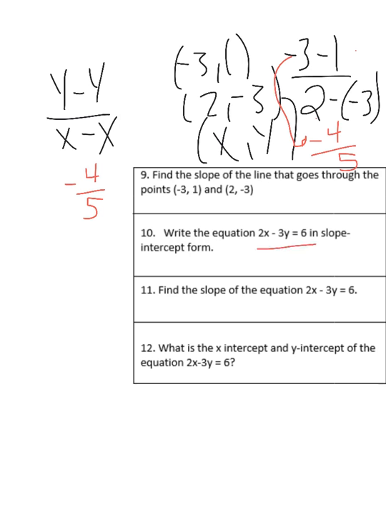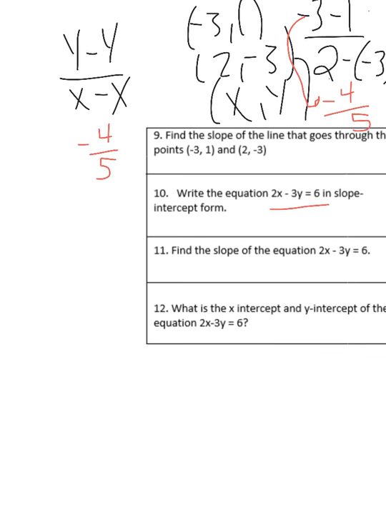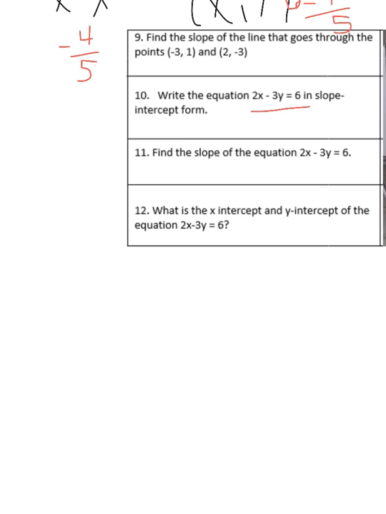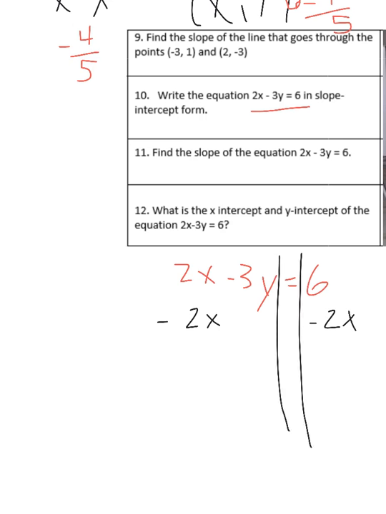Okay, this equation for number 10 is in standard form. If we want to write it in slope-intercept form, that would just mean that we need to get y by itself. If we want it in slope-intercept form, y equals mx plus b. So to get y by itself, I'm going to subtract 2x from both sides. And again, why did you do that? We're trying to get this y by itself over here.